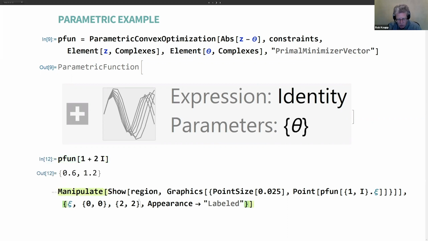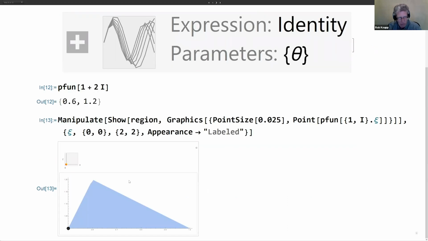And we can do a quick Manipulate that allows me to move this point around in the complex plane. As I move the point around, you'll notice that if I pick carefully, I can get to a point in the center. In those cases, this is the actual point I picked in the complex plane, and the minimum is within that set, so it's not at the boundary. So that's a quick, simple example of how you can use parametric convex optimization.